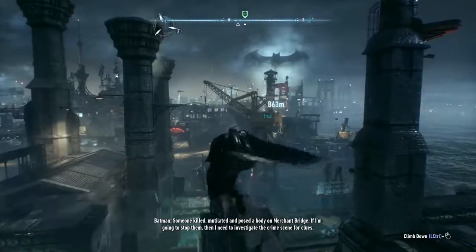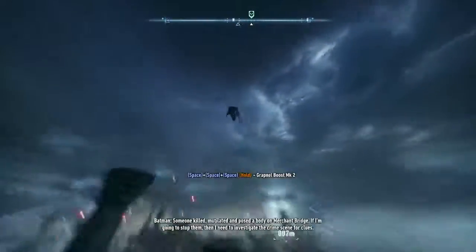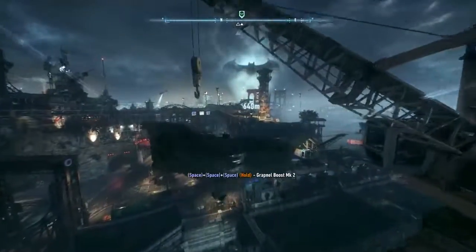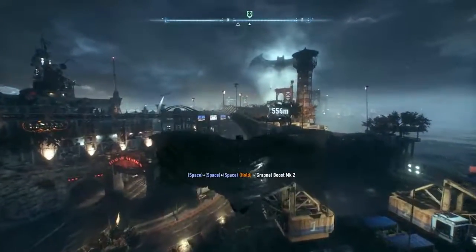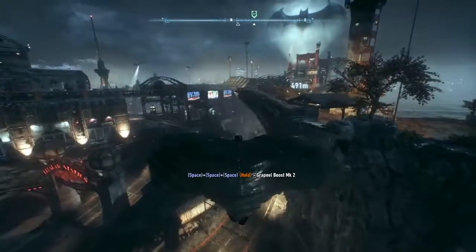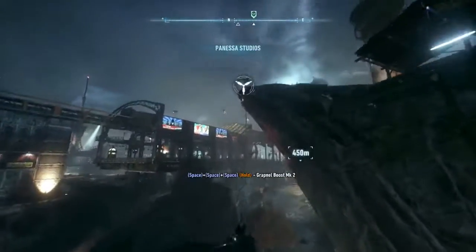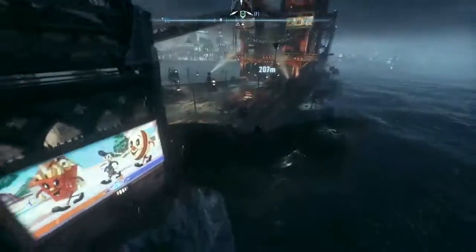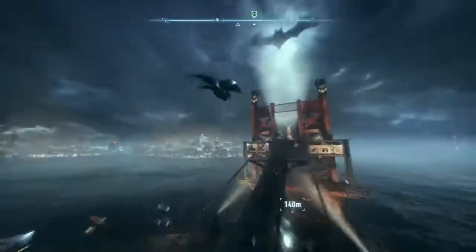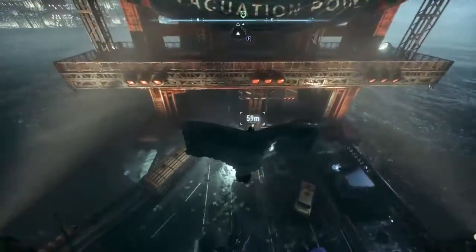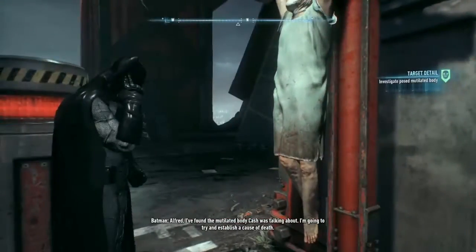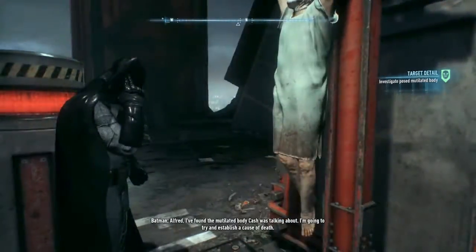Someone killed, mutilated, and posed a body on Merchant Bridge. If I'm going to stop them, then I need to investigate the crime scene for clues. Alfred, I found the mutilated body Cash was talking about. I'm going to try and establish a cause of death.